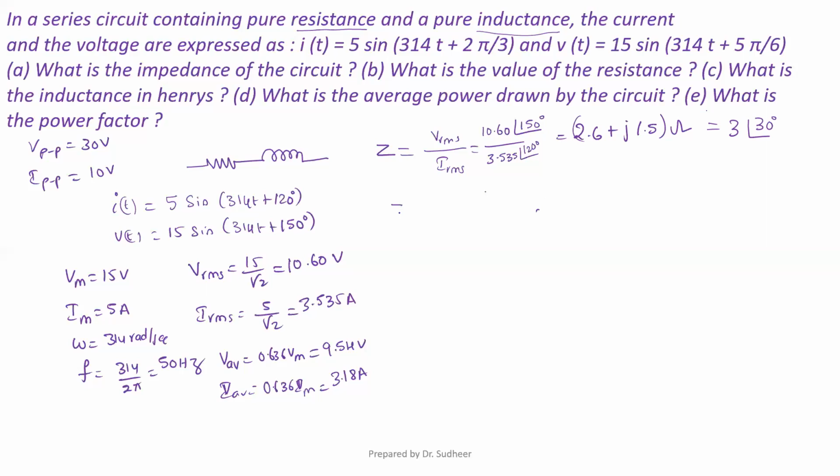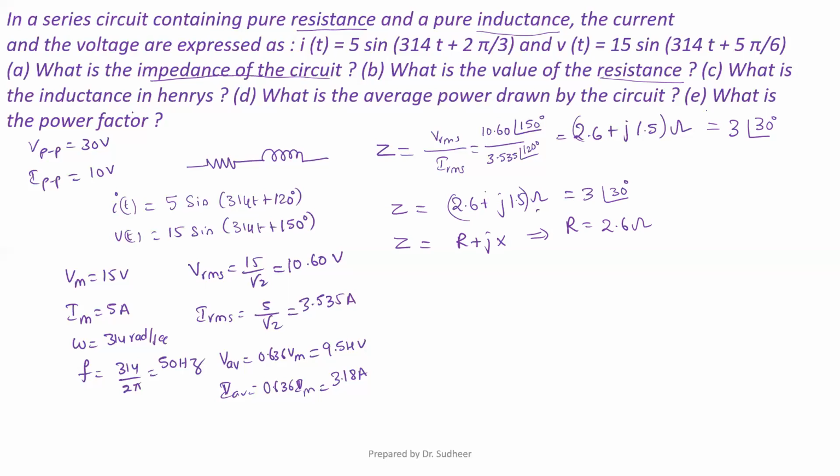So what is my impedance? My impedance is 2.6 plus j 1.5 ohms in rectangular form, which is equal to 3 at an angle of 30 degrees. So we got the impedance value. And what is the value of resistance? If you compare your impedance with the standard equation R plus jX, resistance is equal to 2.6 ohms. Few textbooks will follow a lengthier procedure. They will take 3 cos 30 is 2.6, 3 sine 30 is 1.5. But when you compare this directly, we can say this is your R. R is equal to 2.6 ohms.